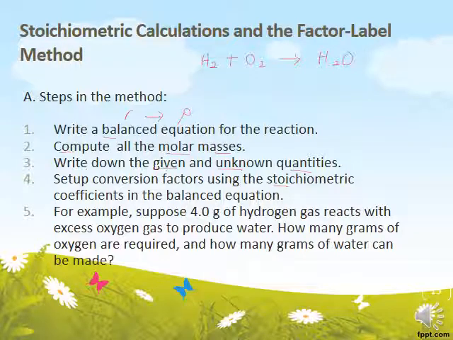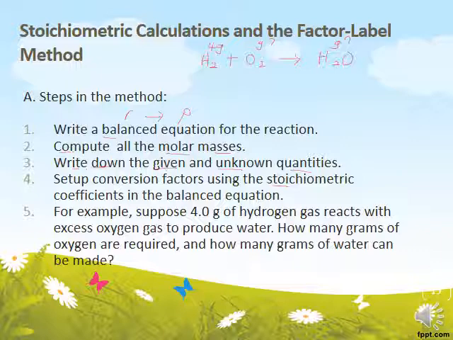Okay, so 5 gram here. This is where we write down the given and unknown. 5 gram of hydrogen reacts with excess oxygen to produce water. So how many grams of oxygen are required, and how many grams of water can be made? We write down all the given and unknown quantities.